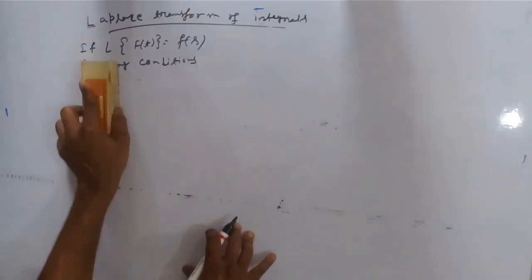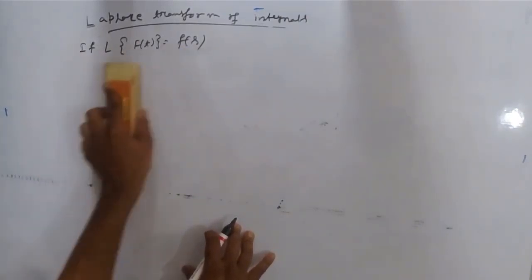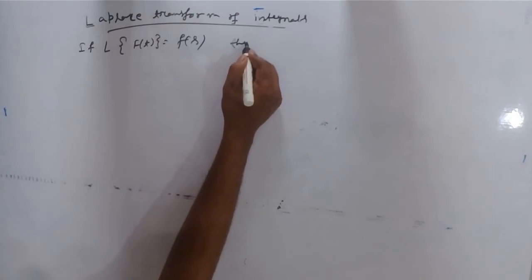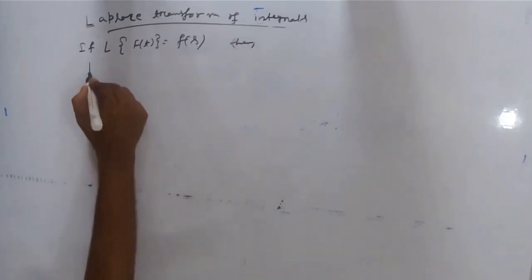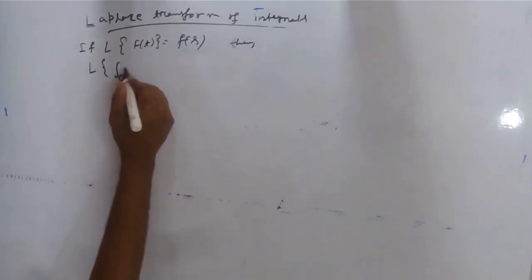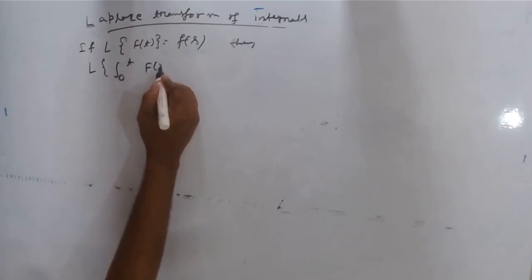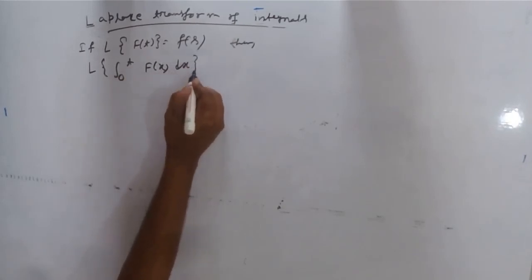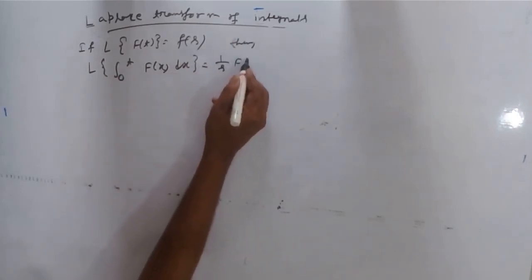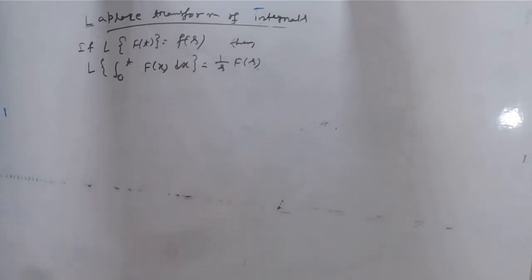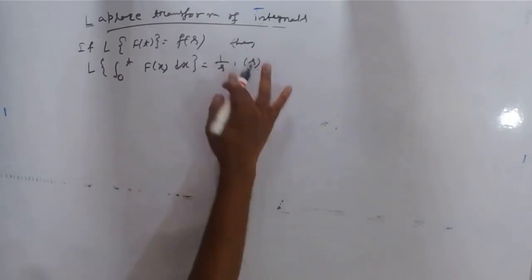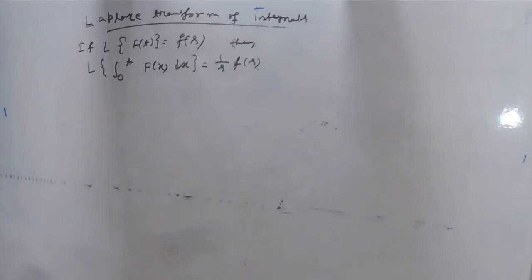these conditions should not follow here. I have made some mistake. It will be: if L of f(t) equals F(s), then L of integration 0 to t f(x) dx will be 1 by s F(s).